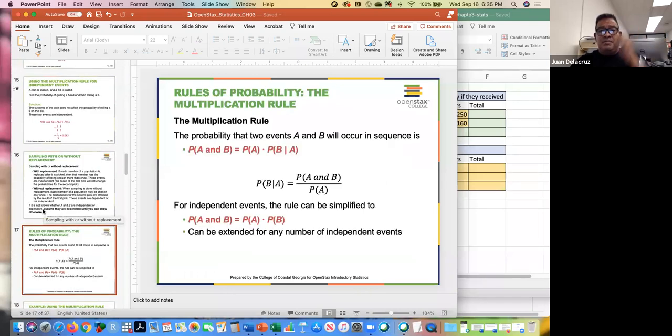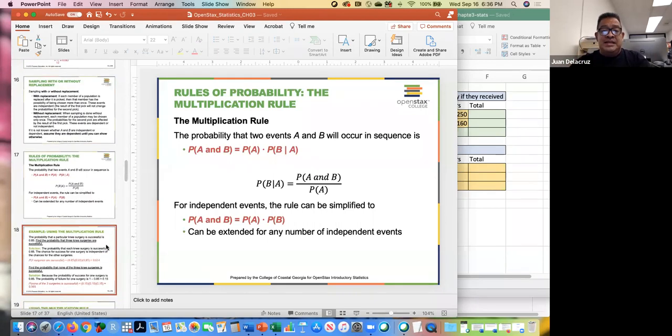So we have the multiplication rule. This is more clear. The probability of A and B happening in sequence is the probability of A times the probability of B, given that A has already occurred. For independent events, the probability of A and B is equal to the multiplication of these two probabilities. And we mentioned that this can be extended. When we have independent events, we can multiply those probabilities and get the result.